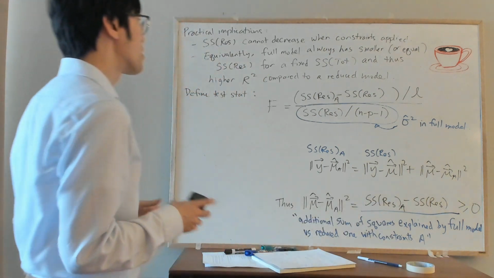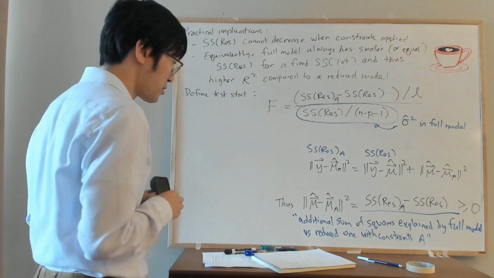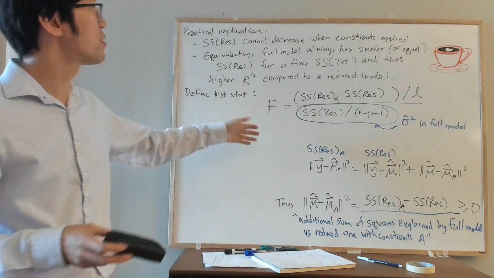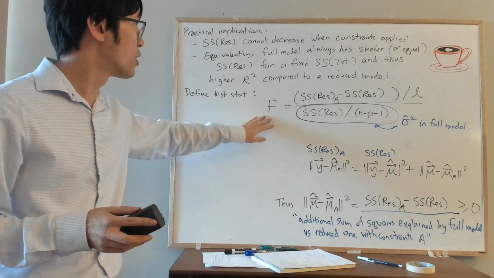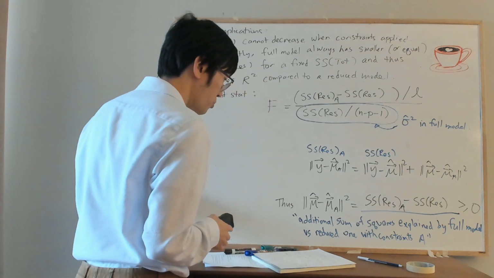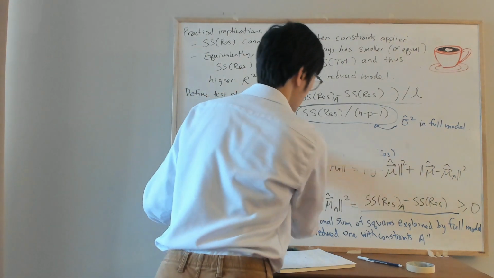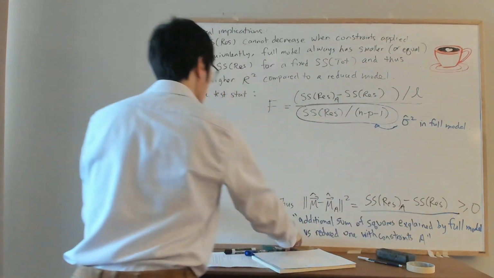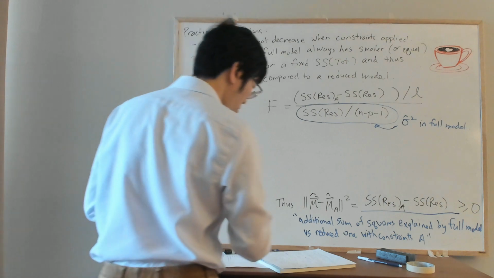Okay, so with that defined, let us introduce the F distribution and see how the F distribution is related to this quantity when the null hypothesis is true. Okay, so let's take a quick detour to introduce the F distribution.